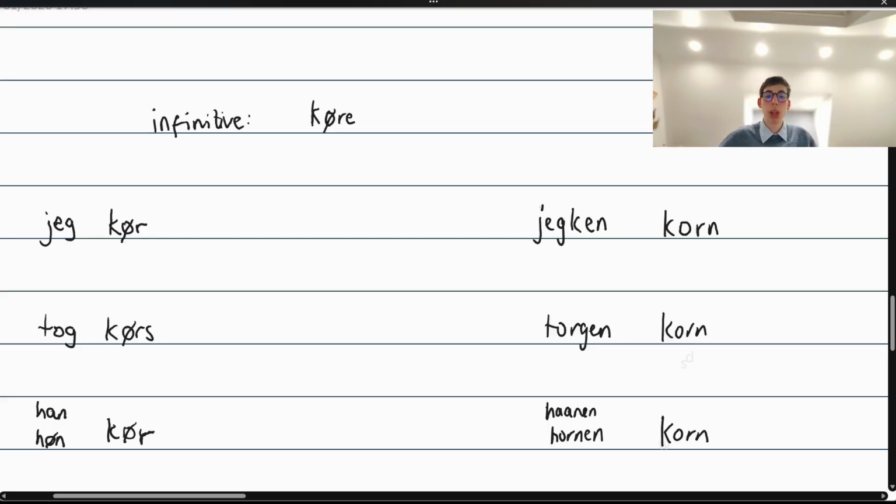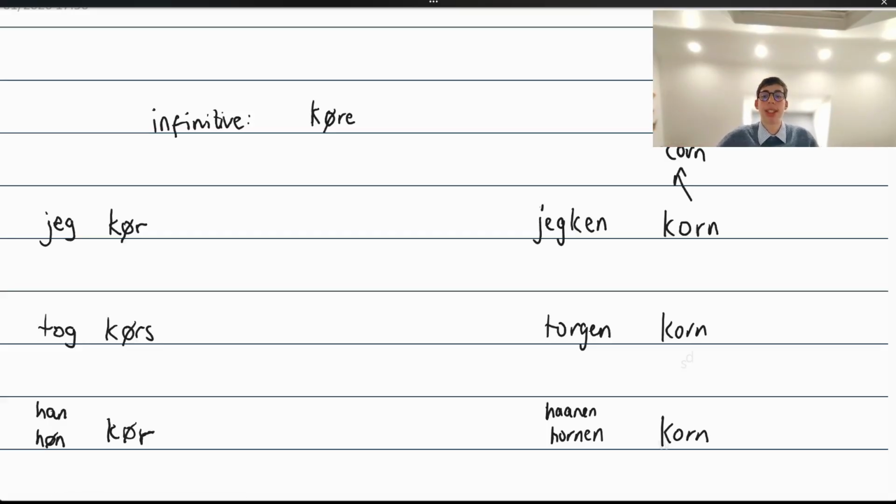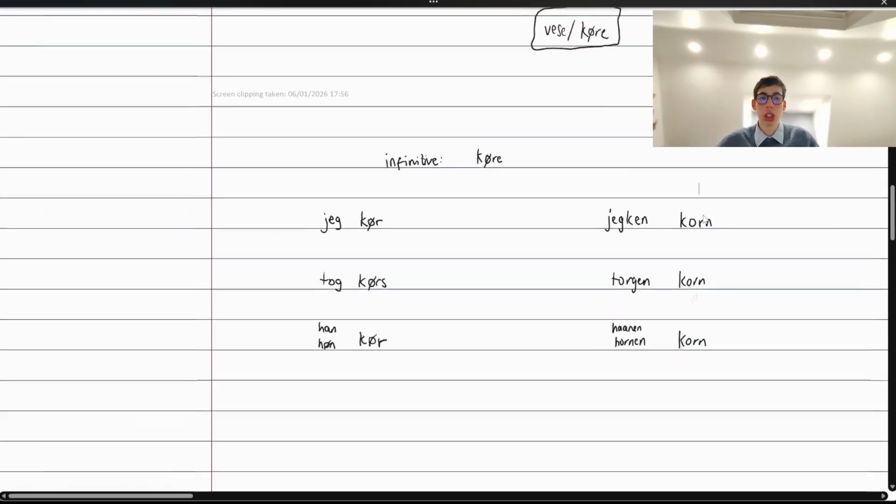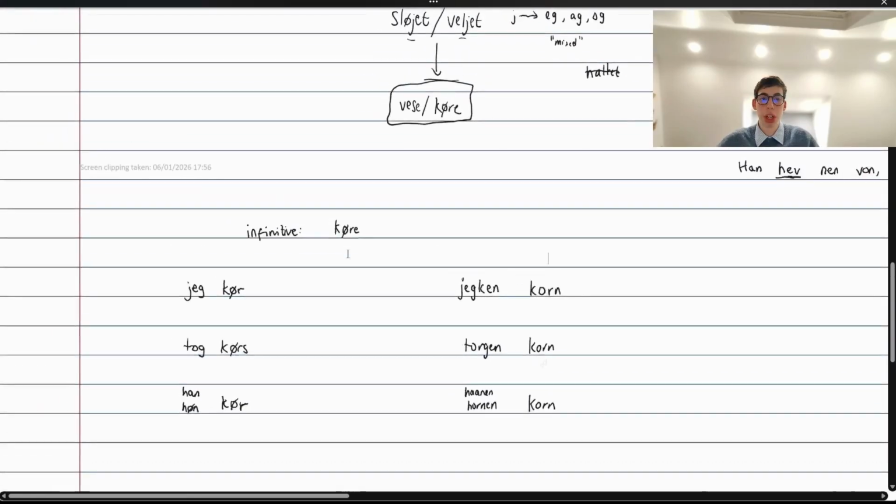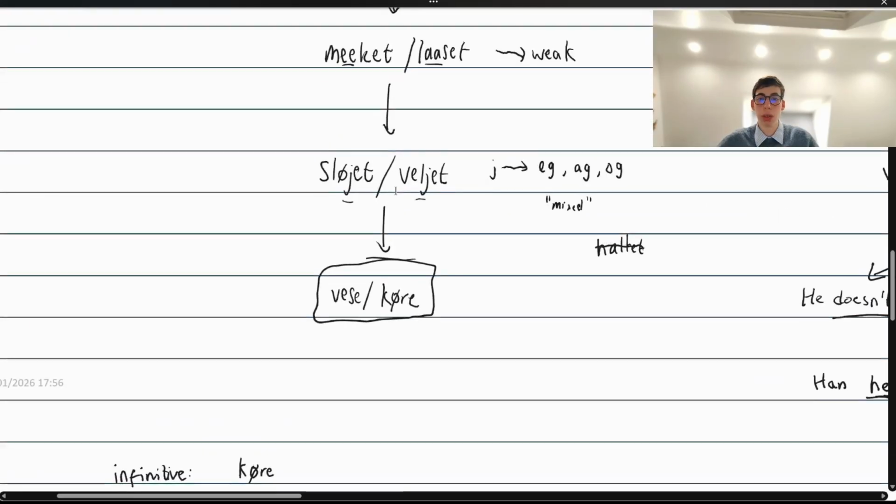Then jeken, toyen, hanen, hornen, it's all corn. And this is a homophone with the English word corn, like corn on the cob. It's obviously different spelling, but it's the same pronunciation. And now I'm going to talk you through these verbs. So I'm going to just go quickly back. In fact, you can go back and screenshot that, obviously, if you want. I recommend it.